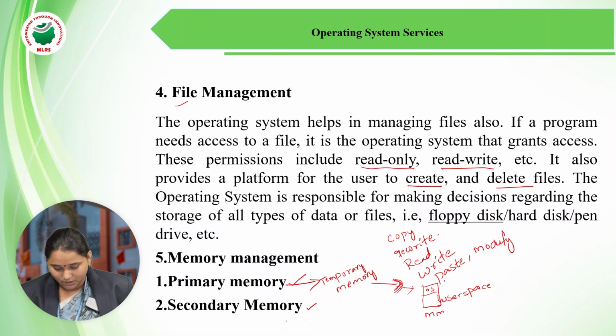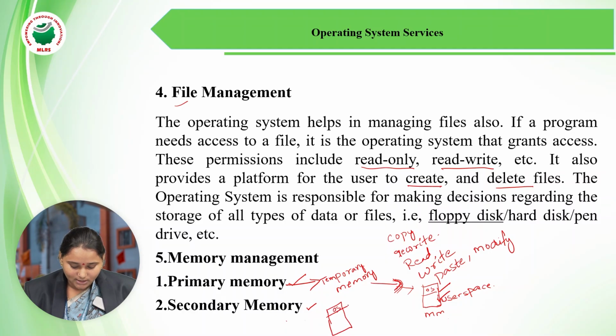Here main memory contains two parts. First one is the OS and the second one is the user space. Secondary memory also contains two parts. First one is the OS and the second one is the user space. The secondary memory is the permanent memory, in which files can be stored in the disk drives.